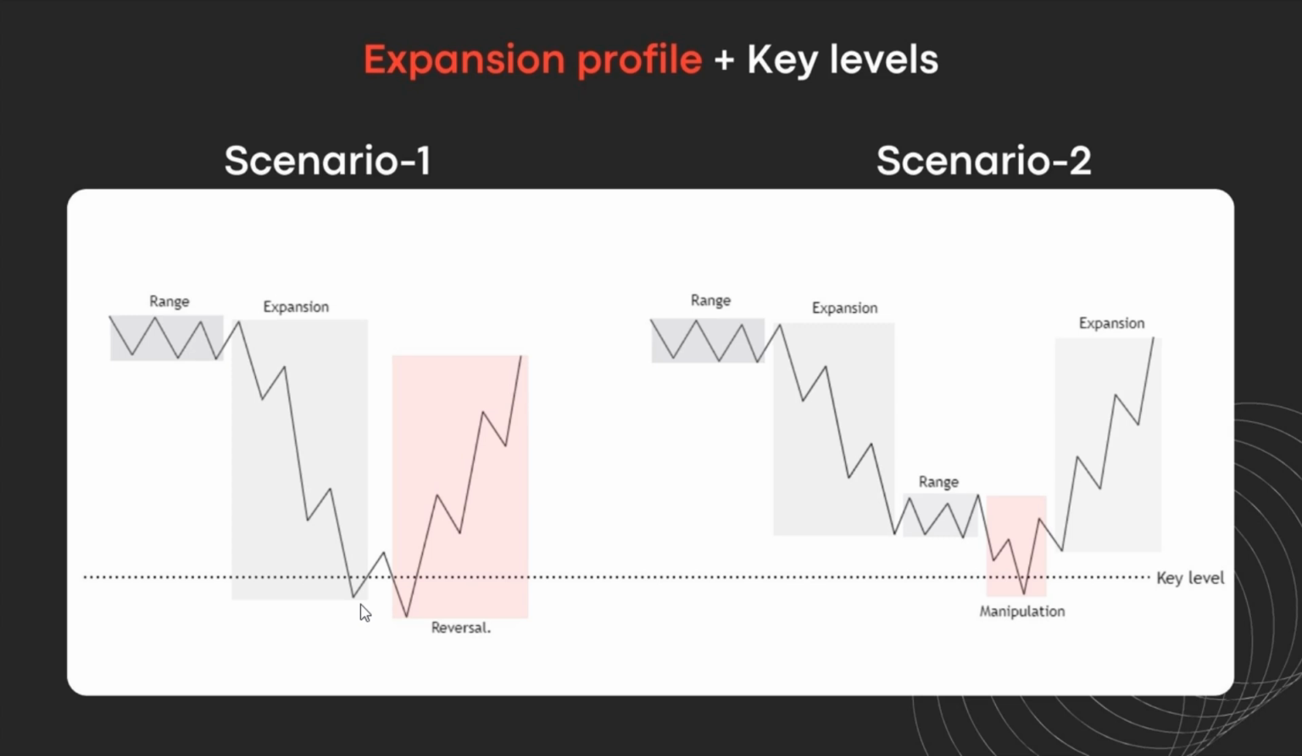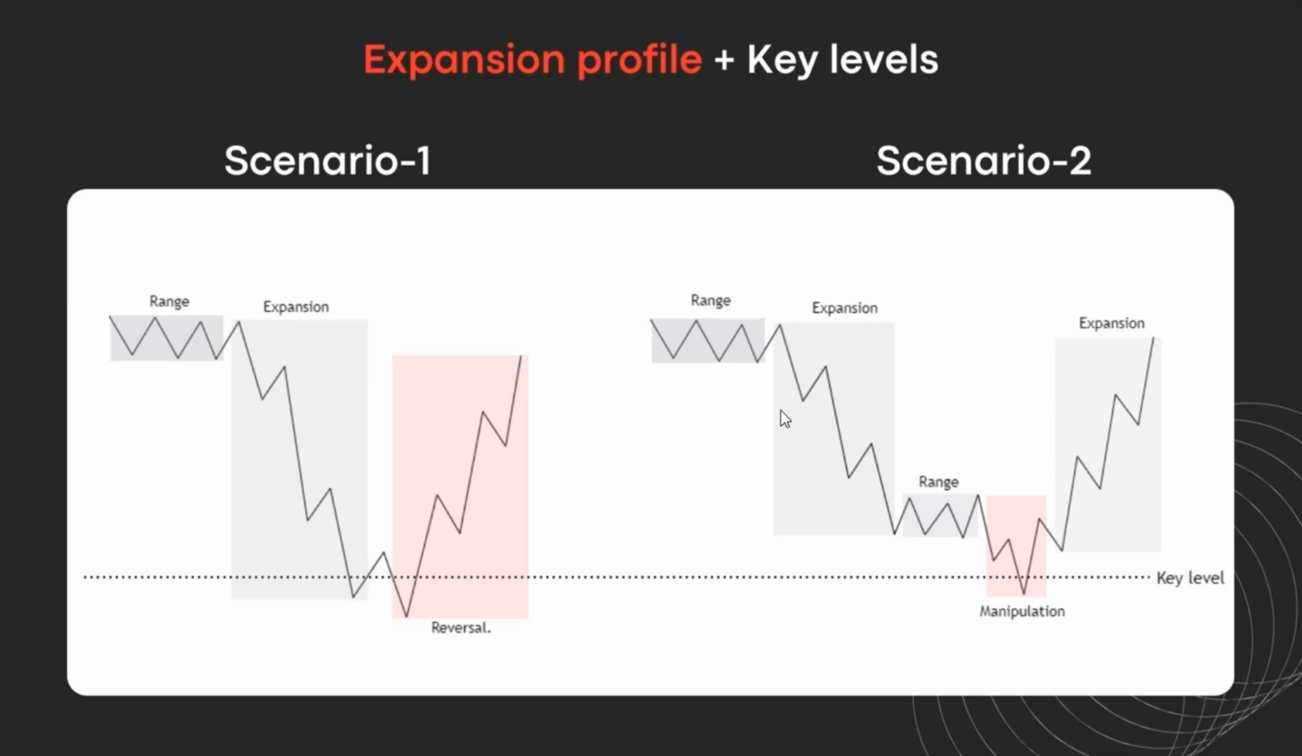Now the second scenario is when the expansion profile ends before it tests a key level. We're not going to expect a reversal profile straight away because a key level hasn't yet been tested. So in this case, we're going to expect either a retracement profile or a ranging profile. In this case, we got a ranging profile, and then we go back again to the first combination of ranging profile and key levels. And in this case, the ranging profile hasn't tested the key level. So what are we going to expect? We're going to expect a manipulation profile, right? So that a key level is tested, and then after that we're going to expect an expansion.